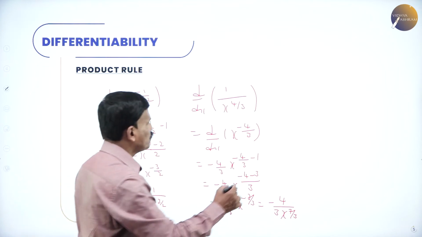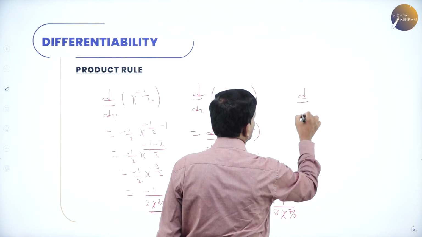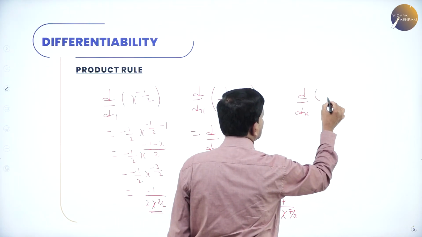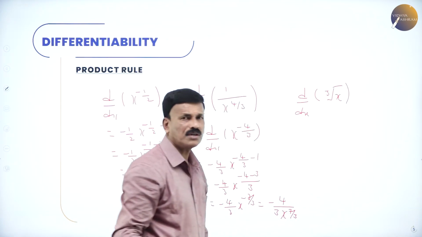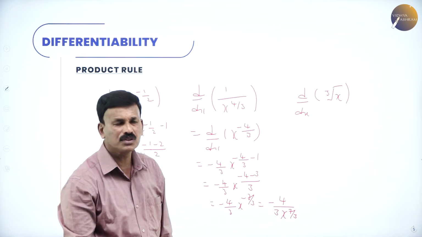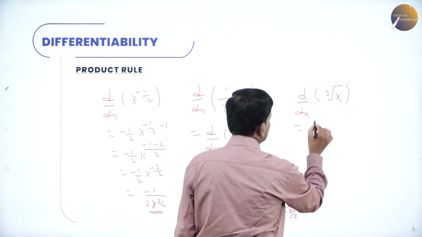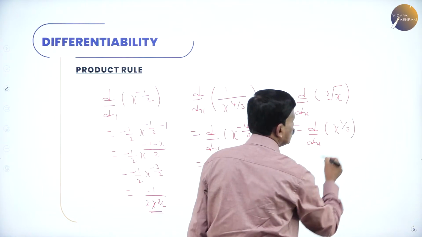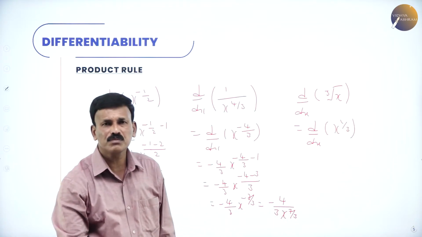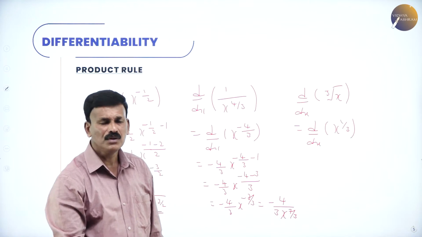Suppose it is like this, d by dx of cube root of x. Cube root, fourth root, fifth root, this can be written as d by dx of, cube root means x to the power of 1 by 3, fourth root means x to the power of 1 by 4, fifth root means x to the power of 1 by 5.